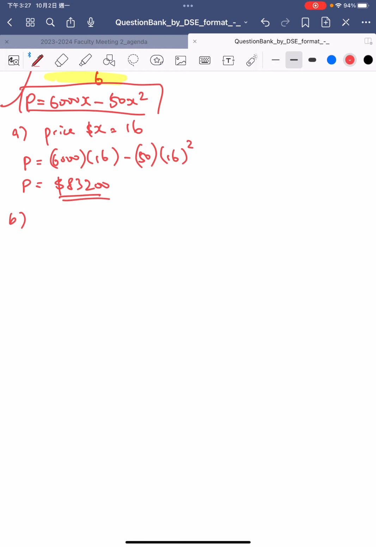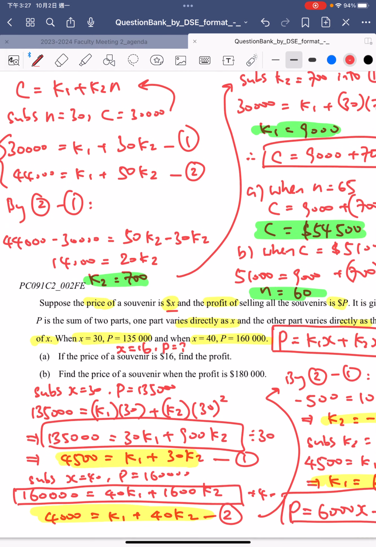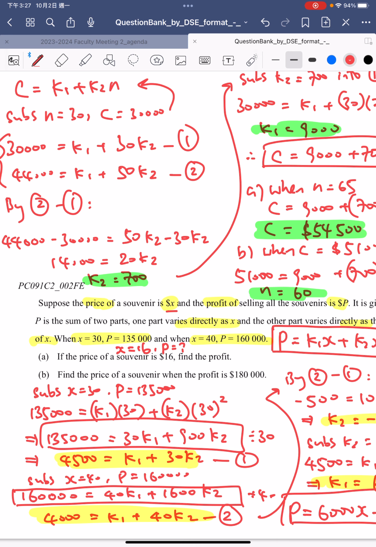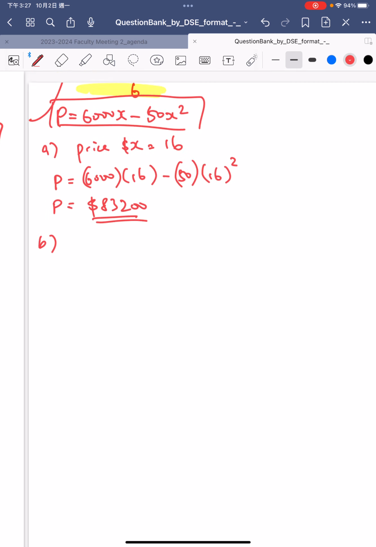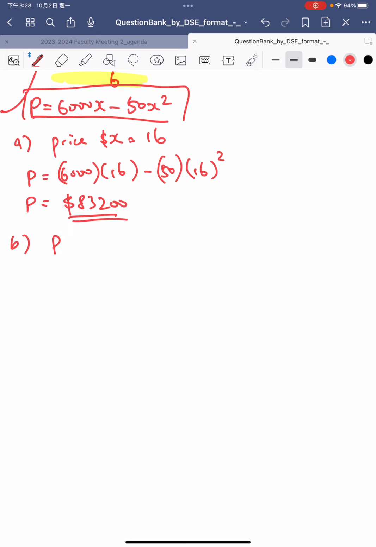And what is question B? For question B, they're asking to find the price of the souvenir when the profit is 180,000. So this time P is equal to 180,000, and what's the value of X? Then we can substitute into our relation between X and P, so 180,000 is equal to 6,000x minus 50x squared.